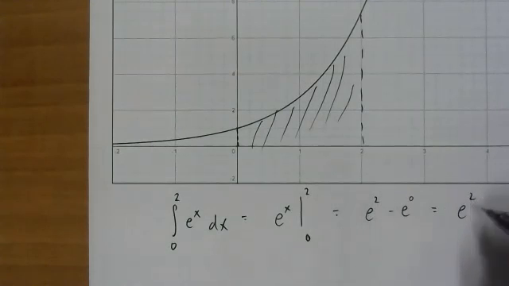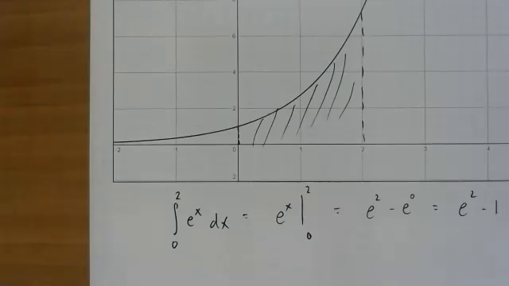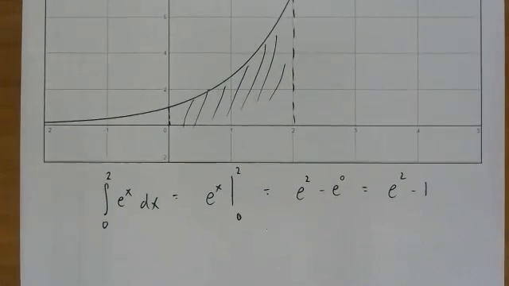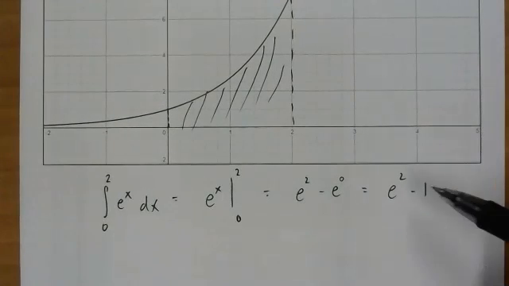E to the 2, what is e to the 0? Well, anything raised to an exponent of 0 is actually just 1. Don't think e to the 0 is 0, because it's not. E to the 0 is 1. Now, if they were asking for an exact answer, that would be it.